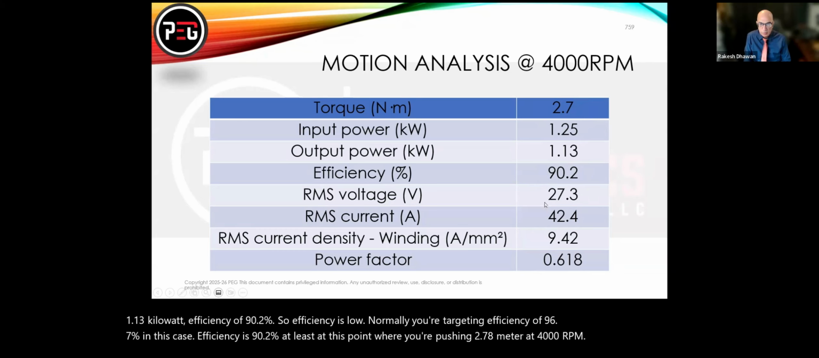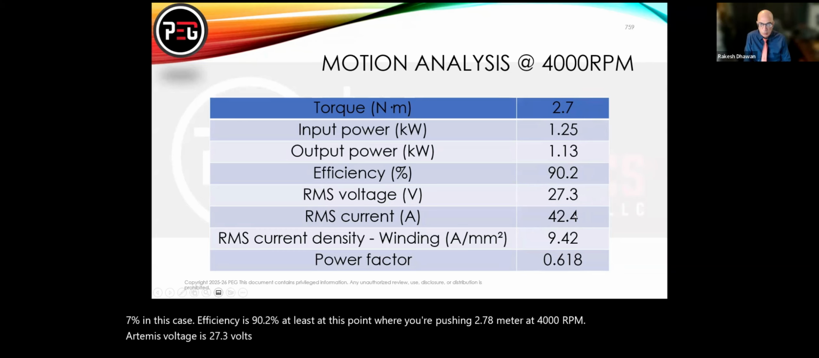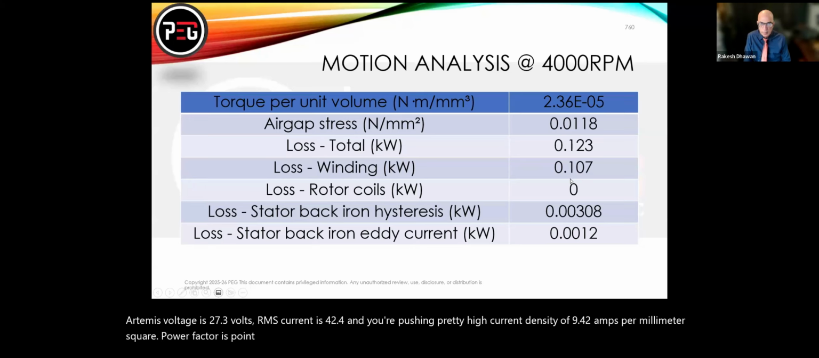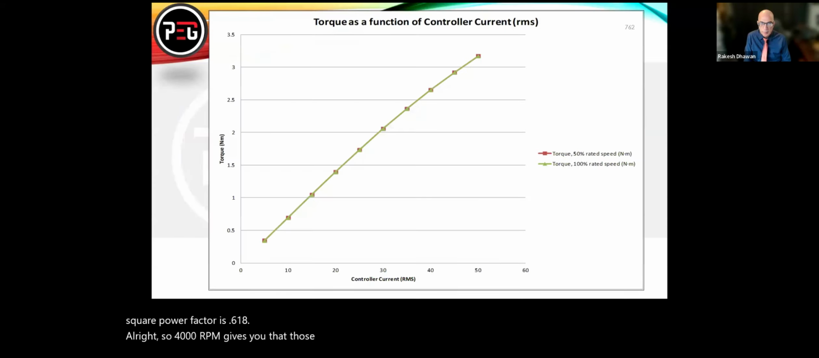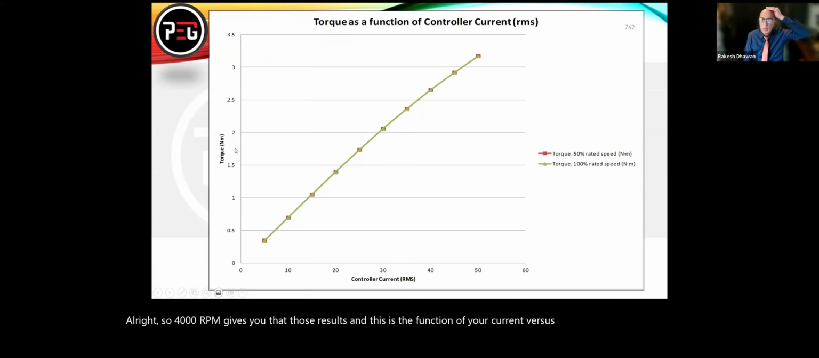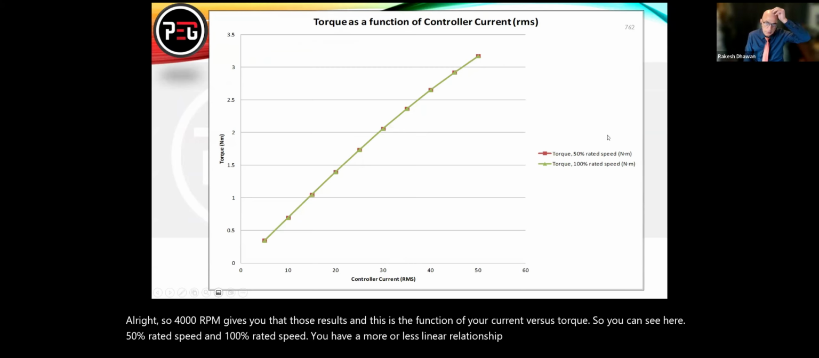RMS voltage is 27.3 volts, RMS current is 42.4, and you're pushing pretty high current density of 9.4 amps per millimeter square. Power factor is 6.8. All right, so 4,000 RPM gives me those results, and this is the function of your current versus torque. So you can see here 50% rated speed and 100% rated speed, we have a more or less linear relationship between the 50% and 100% speed.